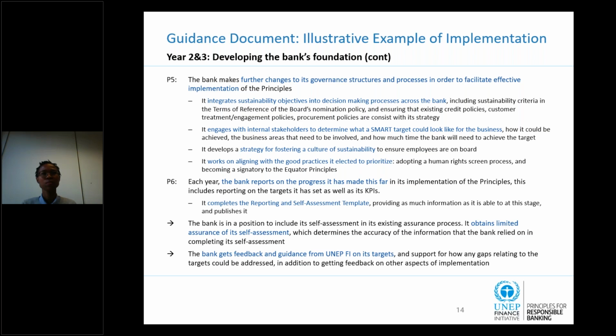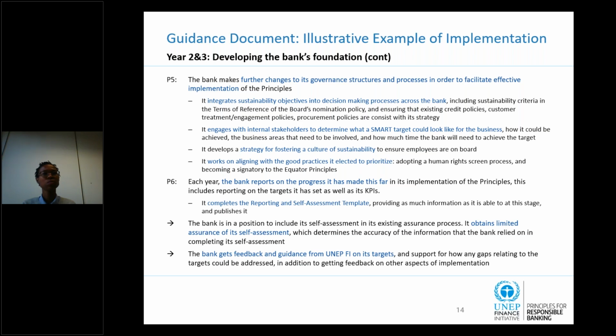And also ensuring that its existing credit policies, its customer engagement policies and procurement policies are also consistent with the strategy. So starting to build in those factors that will enable the bank to really drive change around these areas of focus around climate, gender and pollution. And then it engages with some internal stakeholders to determine what a SMART target could look like for the business and what would need to be done and how it can be achieved.